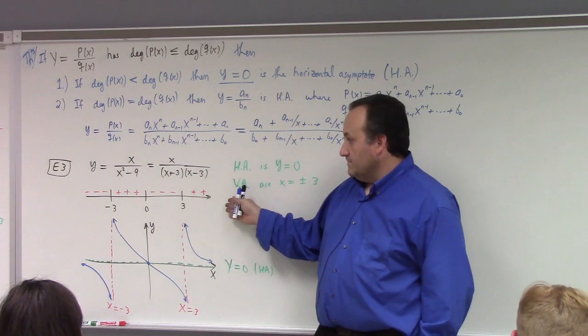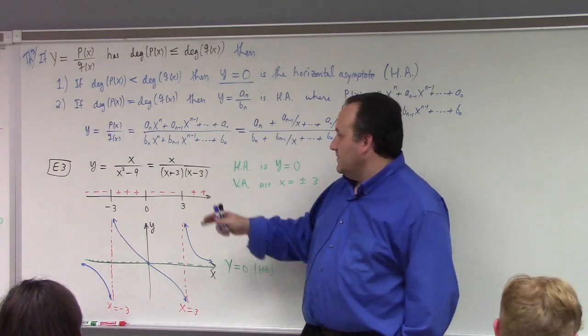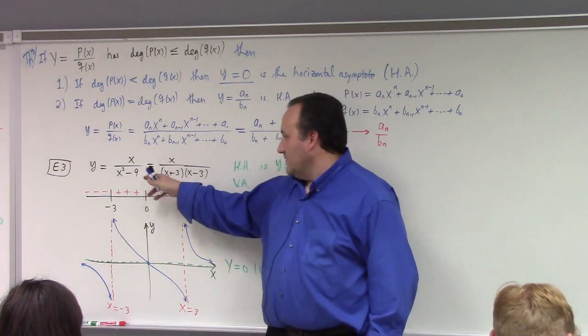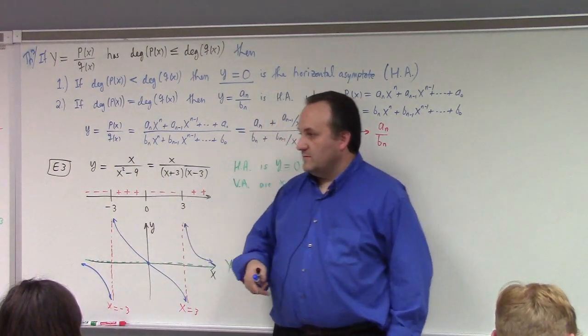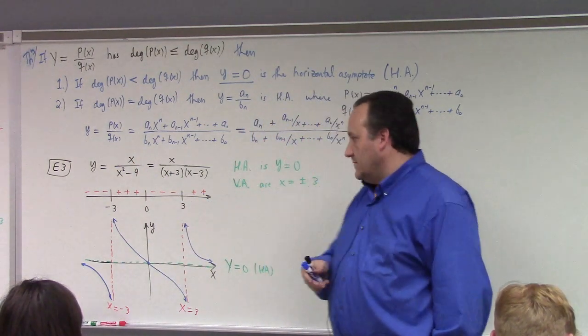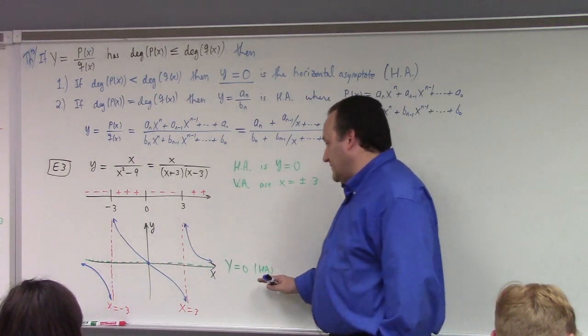Wouldn't the 0, 0 be a hole? Not here. There's just 0. I can plug in 0. I get 0 over minus 9, which is 0. I do have a horizontal asymptote of 0.